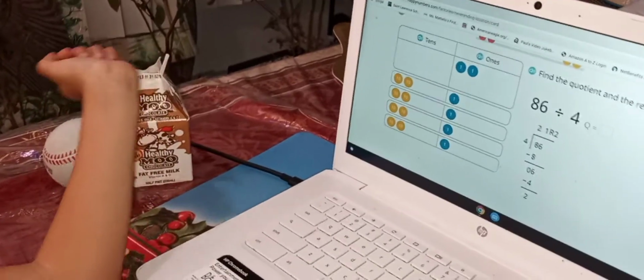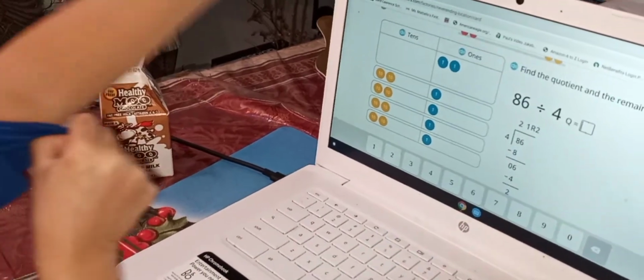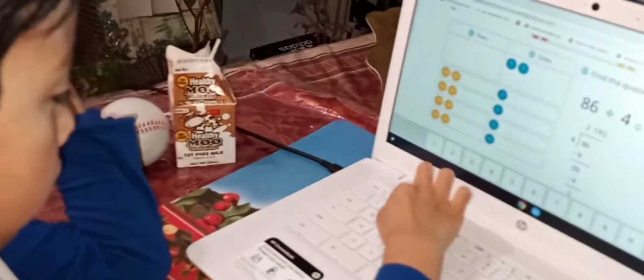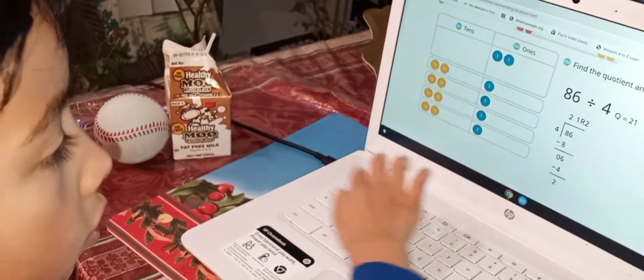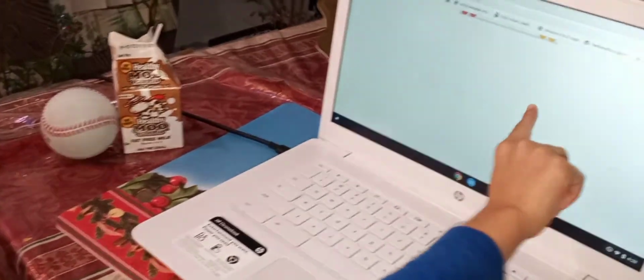What's your quotient? The quotient is 21. And your remainder is 2. Pay attention.